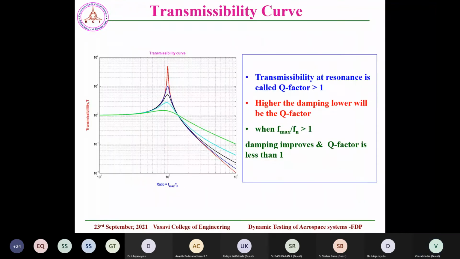Generally a fixture has to be operated in this zone, because if you are operating in this resonance zone, you will be getting very high amplification, and beyond root 2 of its natural frequency you will be losing energy. So on the typical transmission ratio curve, we will try to see that the fixture is operated in this zone. But sometimes it is not possible. Suppose you have a 2000 hertz bandwidth, it is not possible to design a fixture up to 2000 hertz. Then you have to see that the number of resonances is minimum and damping is helping you.